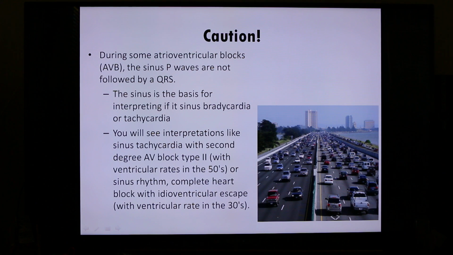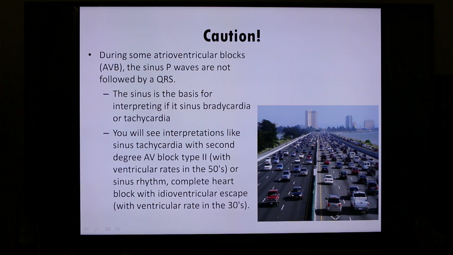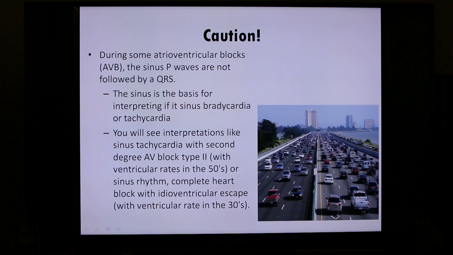Now, caution. During some AV blocks, which will be discussed in some later posts, the sinus P waves are not followed by a QRS. The atrial rate, which is computed by using the PP interval, is higher than the ventricular rate. So the sinus rate is the basis for interpreting whether it is sinus bradycardia or sinus tachycardia. So you will see interpretations like sinus tachycardia with second degree AV block type 2 with ventricular rates in the 50s, or sinus rhythm with a complete heart block with idioventricular escape with ventricular rates in the 30s.